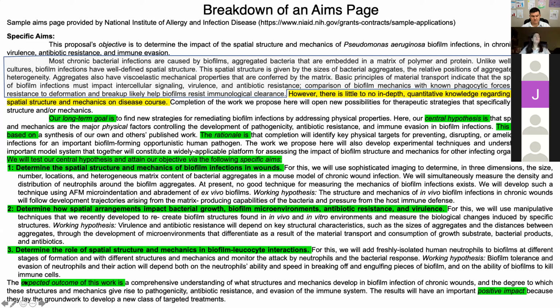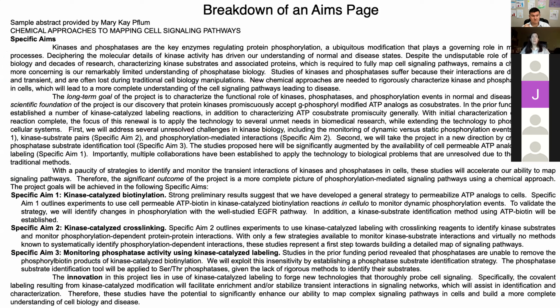And then notice at the very end, there's a comment on expected outcomes, positive impact. They don't talk as much about innovation here, but that's another topic that could come up. Hopefully now you're seeing the format. Let's look at this, which is actually one of my grants. I took out one of my own specific aims pages.